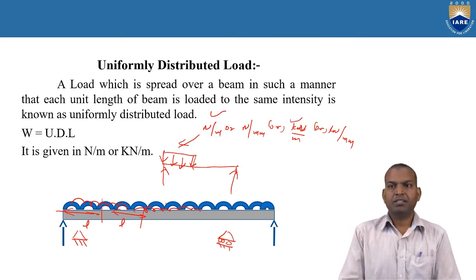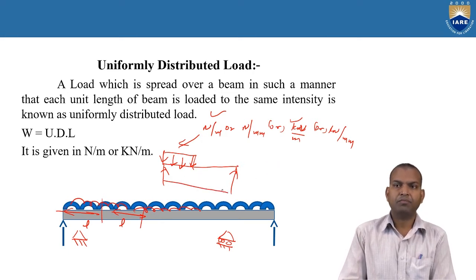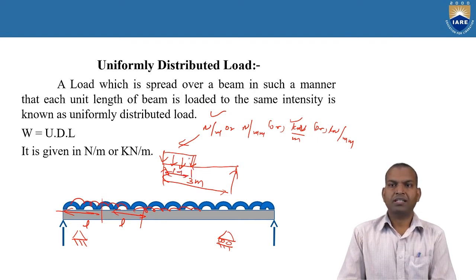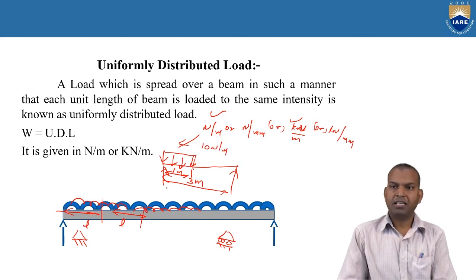Now, suppose the span of the beam is 3 meters. They will give it as, for this length portion of 1 meter, 10 newtons per meter. Suppose this span is 2 meters, with 10 newtons per meter, then on the total 2 meters, what is the total load acting? This is the UDL, which means Newton per meter.